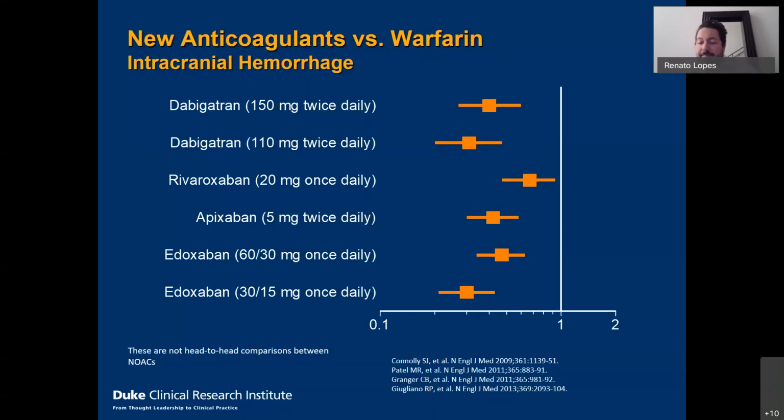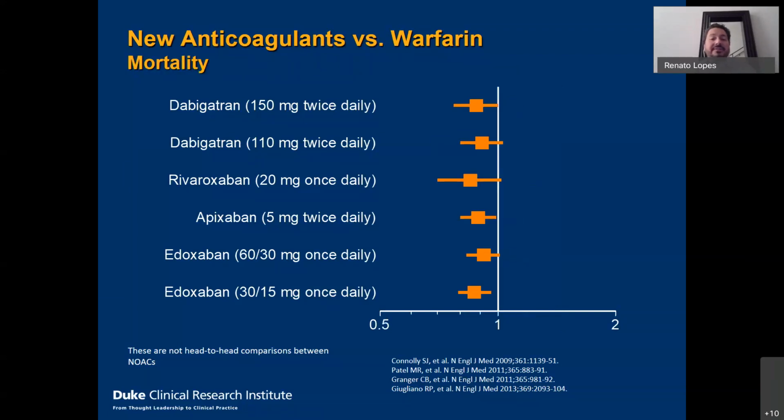This is probably the most important advantage of the NOACs, the most important slide that I'm going to show. The NOACs have significantly less intracranial hemorrhage, at least 50% overall. So important that when you look at mortality, we find an 11% reduction overall in all-cause mortality. Of course, some trials were able to achieve statistical significance, some others did not, but overall in the same direction of 10% to 11% reduction in all-cause mortality.